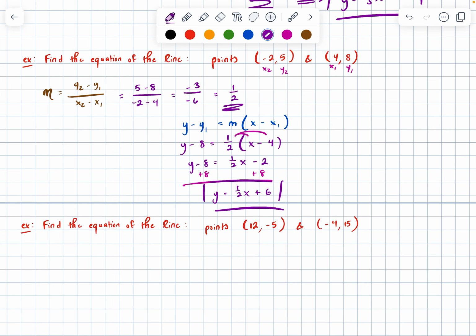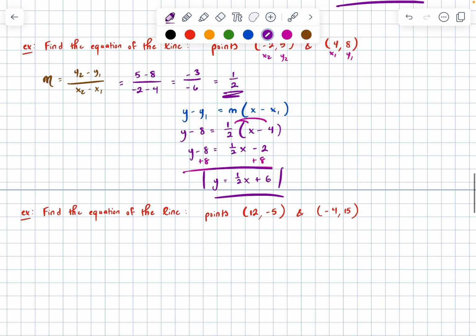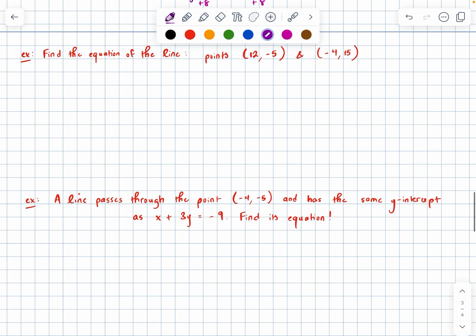Very cool. Moving on. Penultimate. Fancy SAT word of the day. Second to last. I've got 12, comma negative 5 and negative 4, comma 15. Once again, same idea, right? I want to start by finding slope. We'll say m is equal to y2 minus y1 over x2 minus x1.